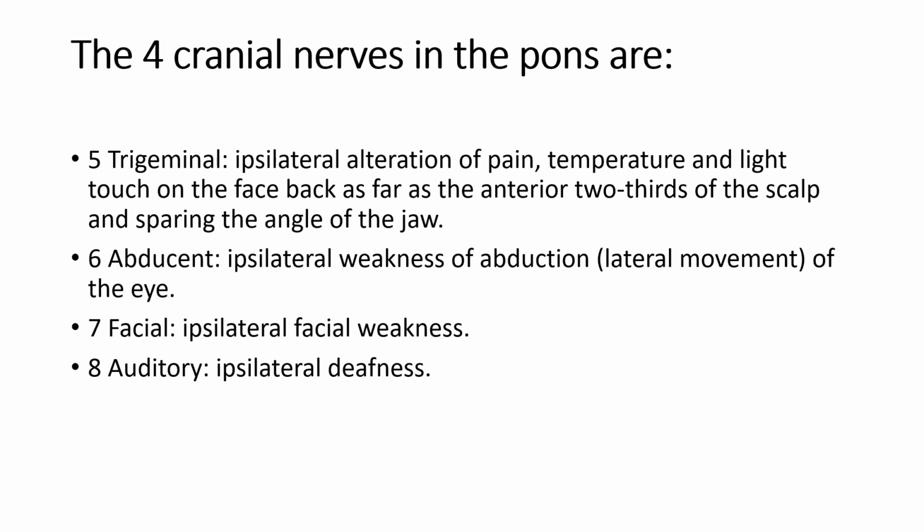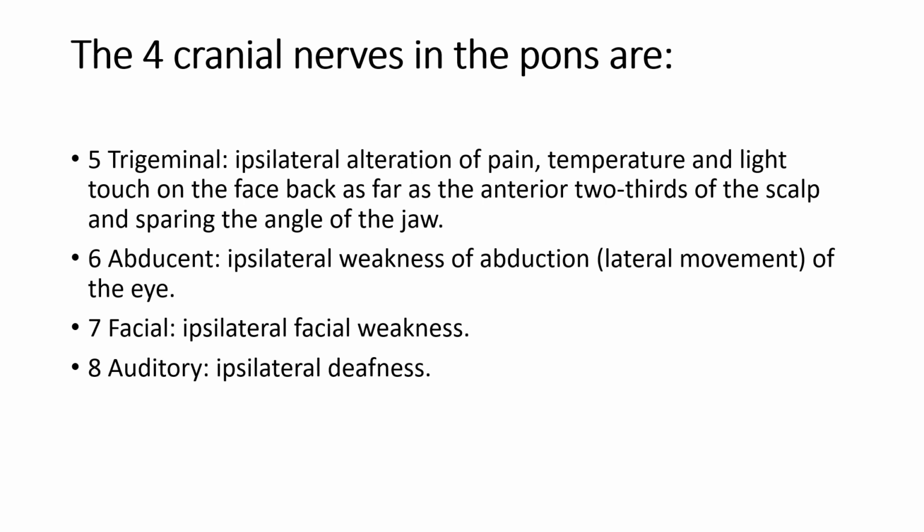Cranial nerves, 4 cranial nerves in the pons. So 5 is trigeminal, so ipsilateral alteration of pain, temperature, and light touch of the face. So we think of the trigeminal tract like we think of the spinothalamic tract of the cord, but trigeminal is for the face. So face, back as far as the anterior 2/3 of the scalp and sparing the angle of the jaw. Number 6, abducens. Ipsilateral weakness of abduction, lateral movement of the eye. So abducens, abduct.